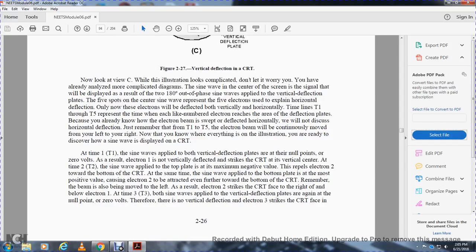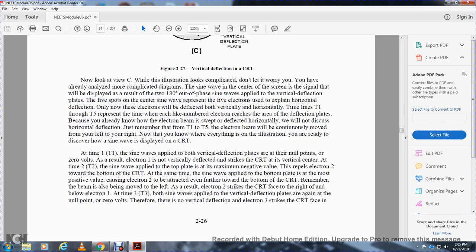Now look at the illustration. It looks complicated, but don't let it worry you, as you will have to analyze more complicated diagrams. The sine wave in the center of the screen will be displayed as a result of the two sine waves, 180 degrees out of phase, applied to the vertical deflection plates. The 5 spots on the center line are represented by the 5 electrons, explaining the horizontal deflection. Only now these electrons are deflected both vertically and horizontally. The time lines between T1 and T5 represent the time at which each of the like-numbered electrons reaches the area of the deflection plates.